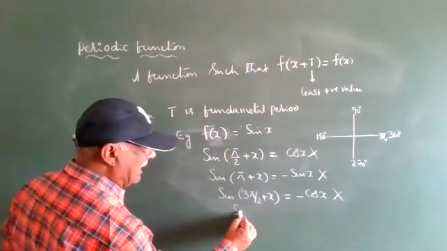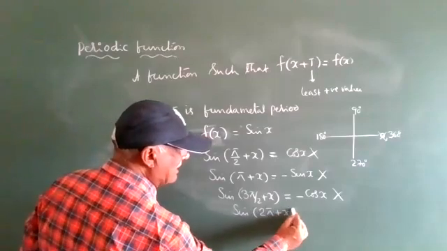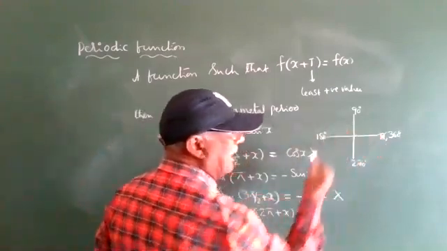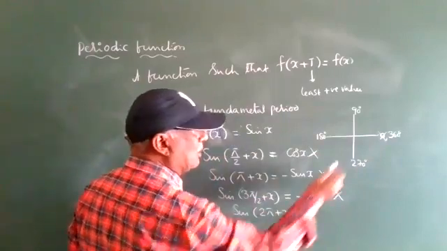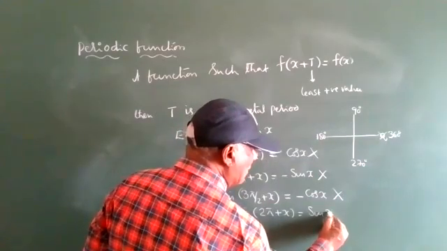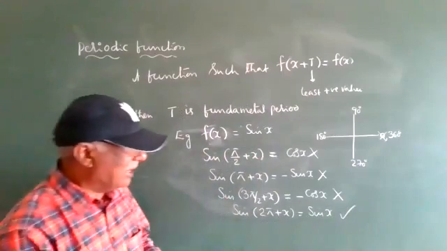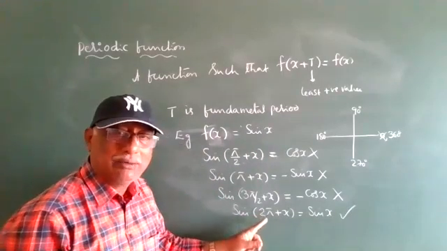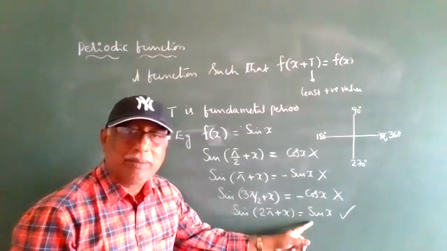Now see, sine of 360 plus x. 360 plus x is in the first quadrant, and in the first quadrant all are positive. For 360 there is no change of name, so we get positive sine x. Therefore, after 360, the same sine x is coming.